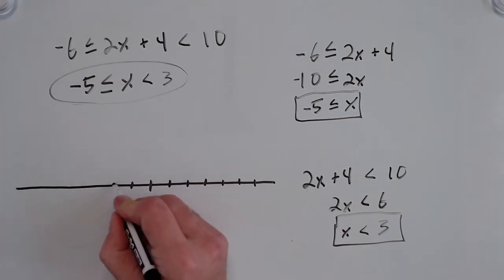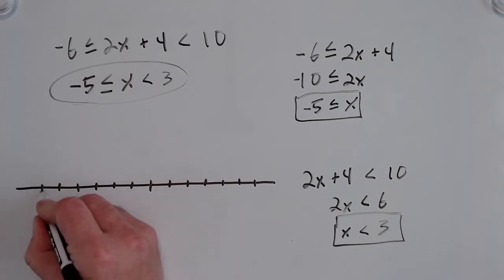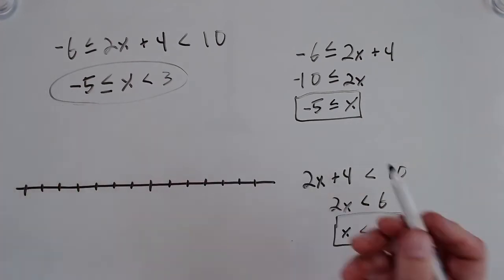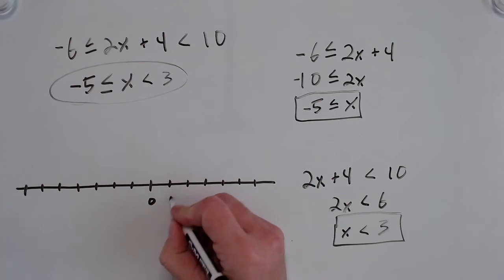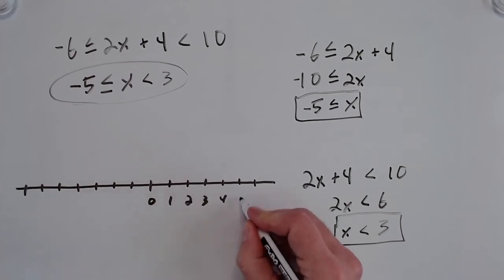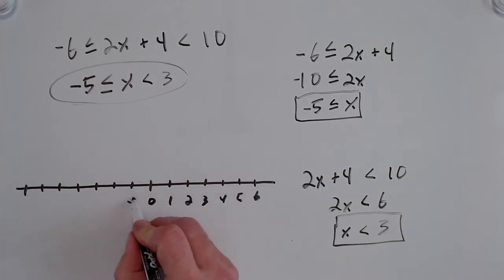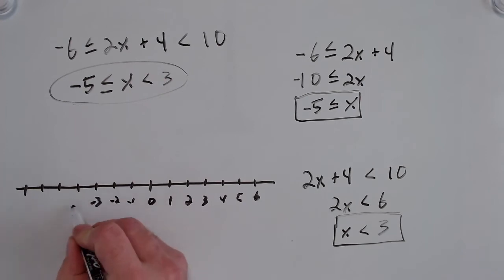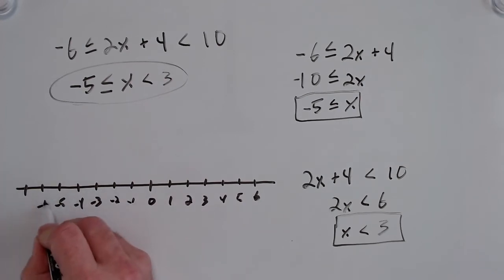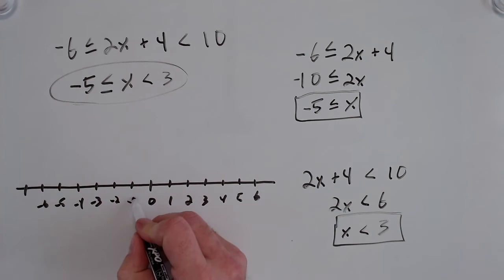Just kind of marking off some tick marks here to visually graph this inequality. Let's put 0 here. 1, 2, 3, 4, 5, 6. And do negative numbers the other way. 4, 5, and 6.